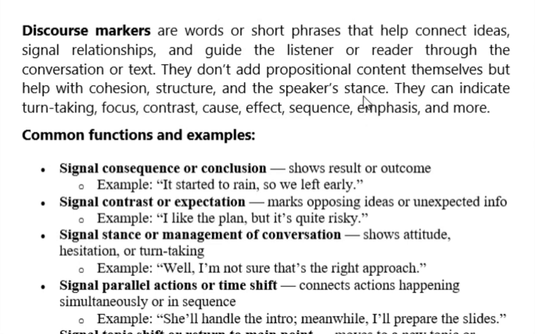Sometimes they shift the subject. They can indicate turn taking, focus, contrast, cause, effect, sequence, emphasis, and many more, right? These are the main functions, in fact, of the discourse markers, and just one example for each. If we use discourse markers to signal consequence or conclusion or result, here's the example.